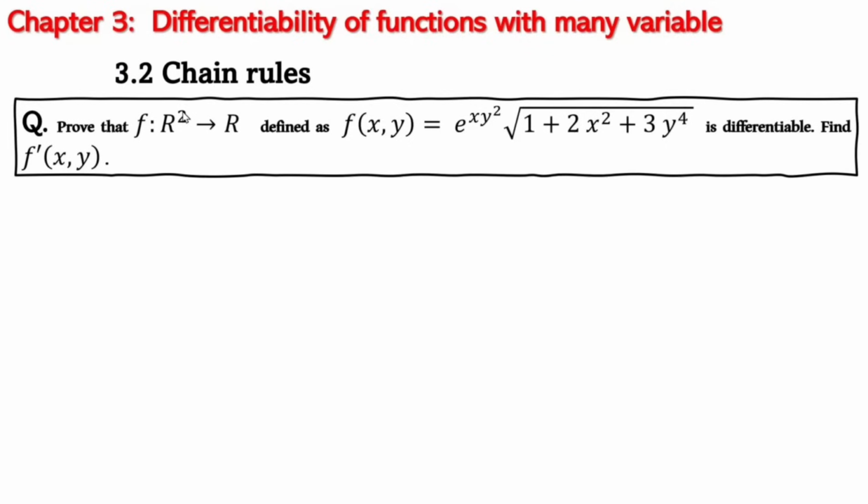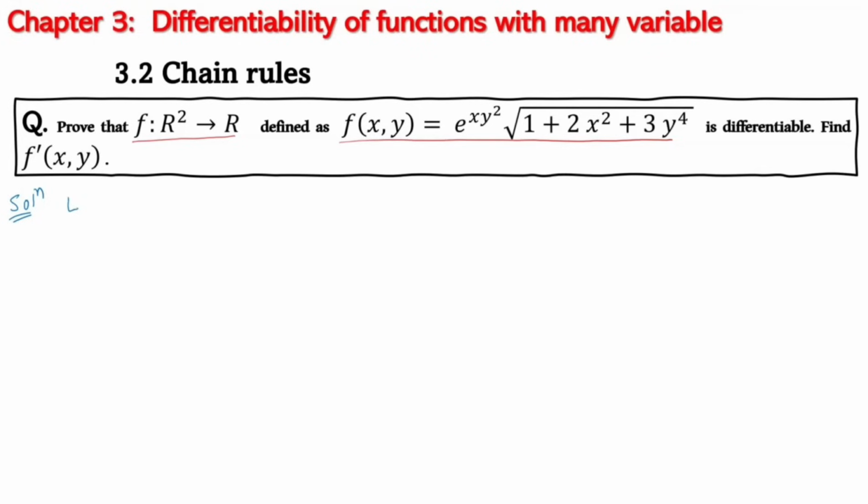Next section is about the application of the chain rule to solve numerical problems, where we are going to solve a few numerical problems using the chain rule. Okay, so our first problem is to prove that f from R2 to R, which is defined as this complicated function, is differentiable, and we have to find f dash. Let's start to solve this question. So we will try to take this function as a product of two functions and make it simplified in this form, and then we will solve it.